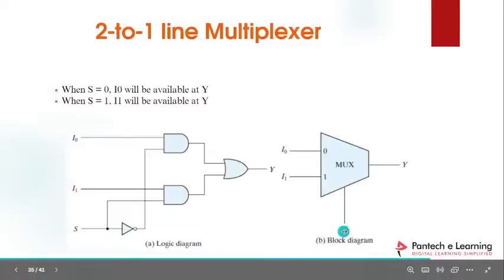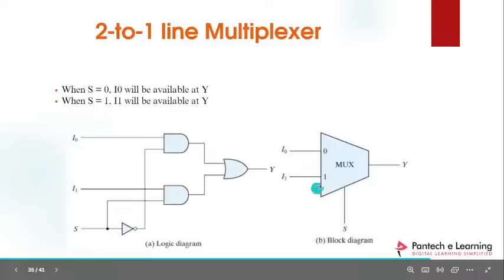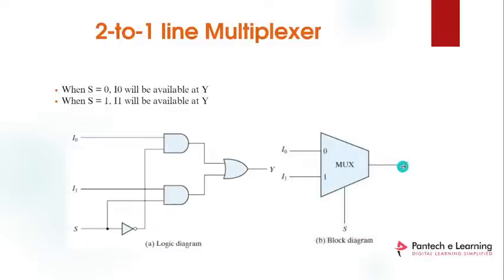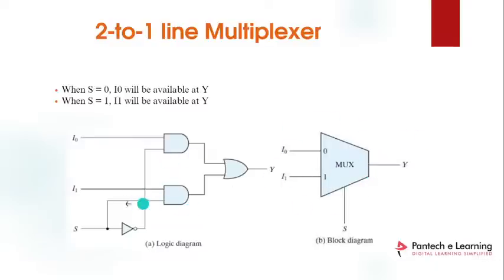If you give S equal to 0, we can choose this line to the output. If you give S equal to 1, the other line is given as the output. This is the basic structure of the 2x1 mux, and this is a logic diagram for that. This logic diagram performs the mux operation only.